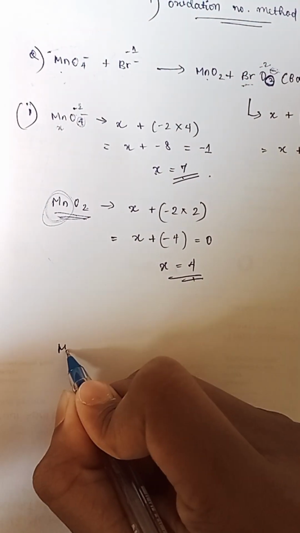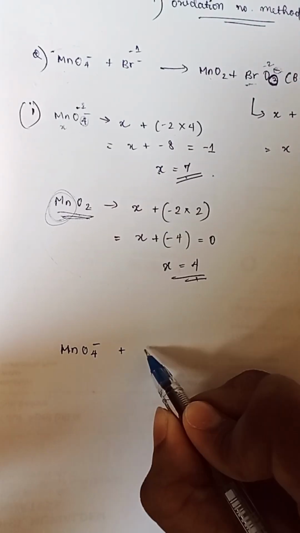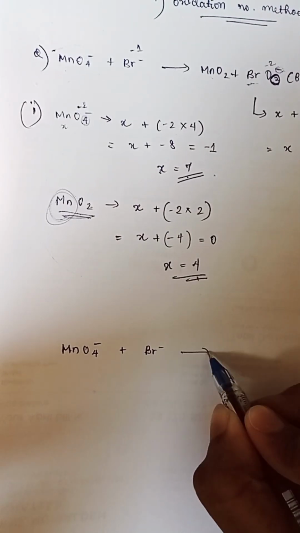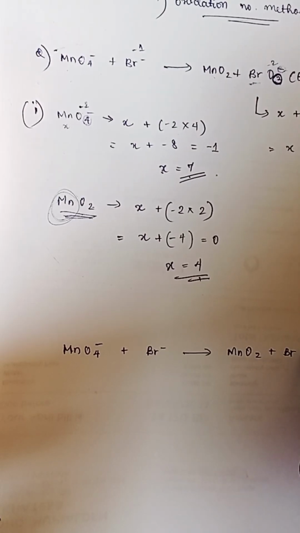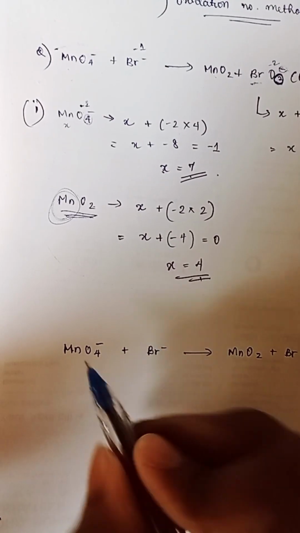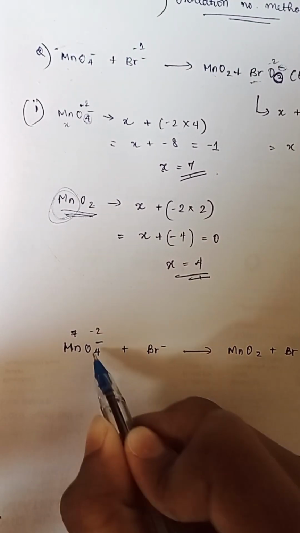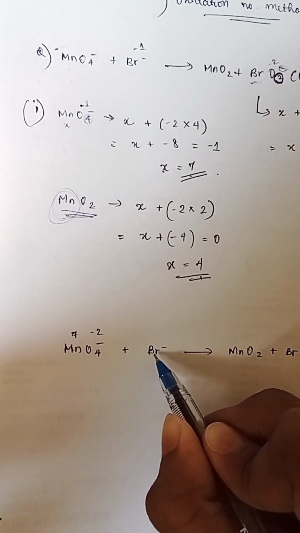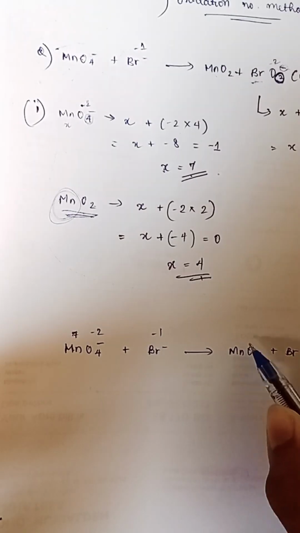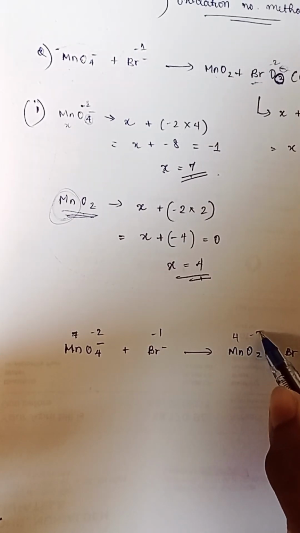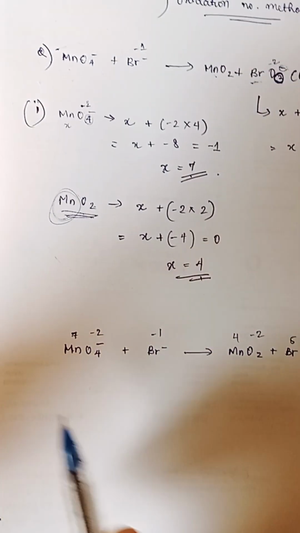I meant MnO4 minus. We rewrite the equation: MnO4 minus plus Br minus gives us MnO2 plus BrO3 minus. The oxidation number of Mn is 7, O is minus 2, Br is minus 1. In MnO2, Mn is 4, O is minus 2, and Br is 5, O is minus 2. Okay, so these are the reactions.